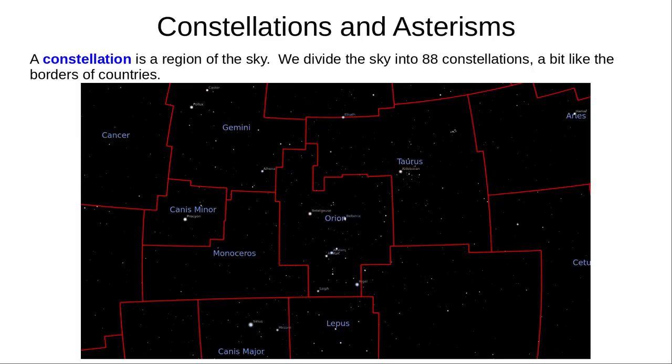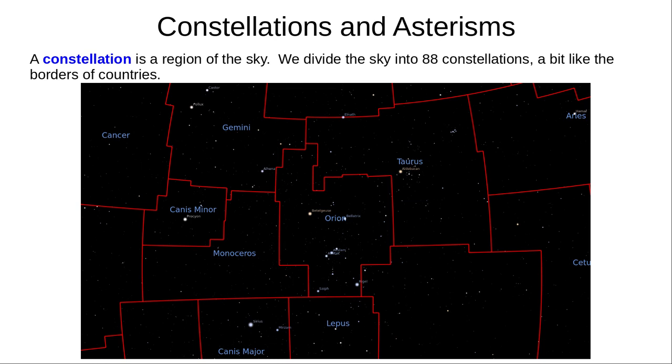A constellation, Latin for set of stars, is, in modern astronomy, a region of the sky. We divide the entire sky into 88 constellations, which look a bit like the borders of countries. Note that the red borders here follow straight lines. When viewed on the spherical sky, rather than a flat projection, every corner is a right angle. Each straight line follows a line of equal right ascension or a line of equal declination. See my celestial coordinates video for an explanation of these.